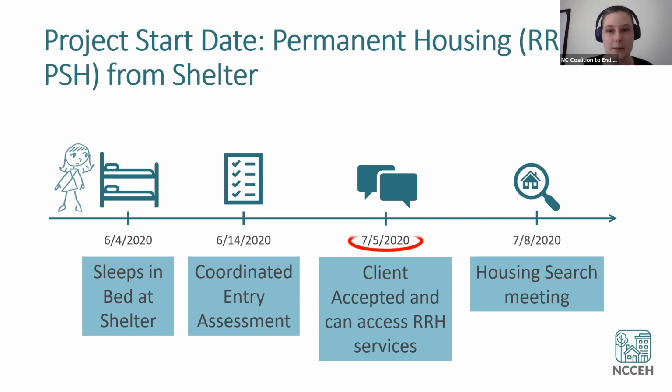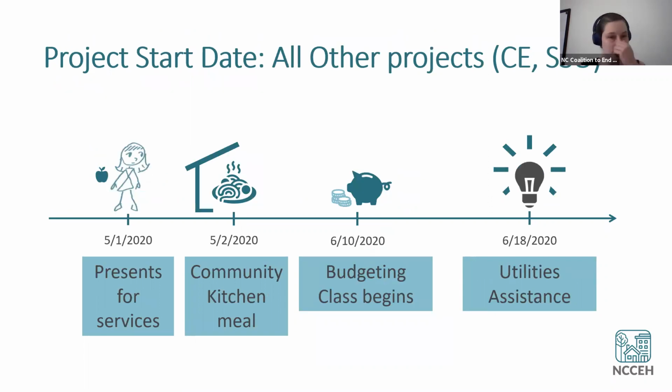All right, and let me get my little circle there. Cool. Okay, and then finally, we're talking about all the other project types that we have, whether that's coordinated entry specifically or other supportive services only projects, SSO, supportive services only. What is the correct project start date?